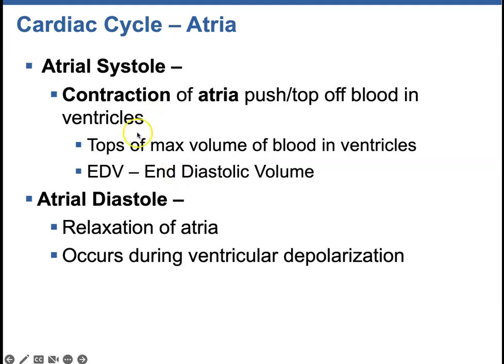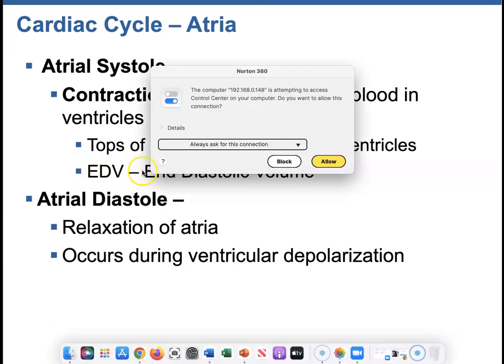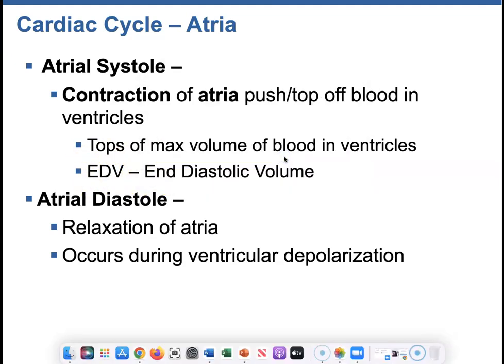So atrial systole, remember, is the contraction of the atria. Their job is to top off the blood in the ventricles. And at the end of that topping off, you have the EDV, which is the end diastolic volume. Then the atria will go into diastole. The atria are going to relax, and this is happening when the ventricles are depolarizing. So you will never see on the EKG the repolarization of the atria. It's not a signal that we look for.